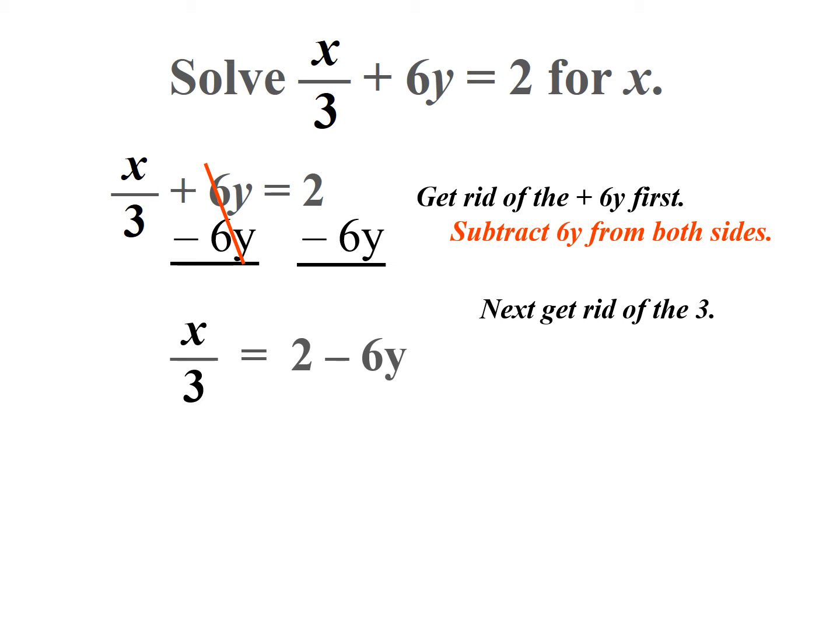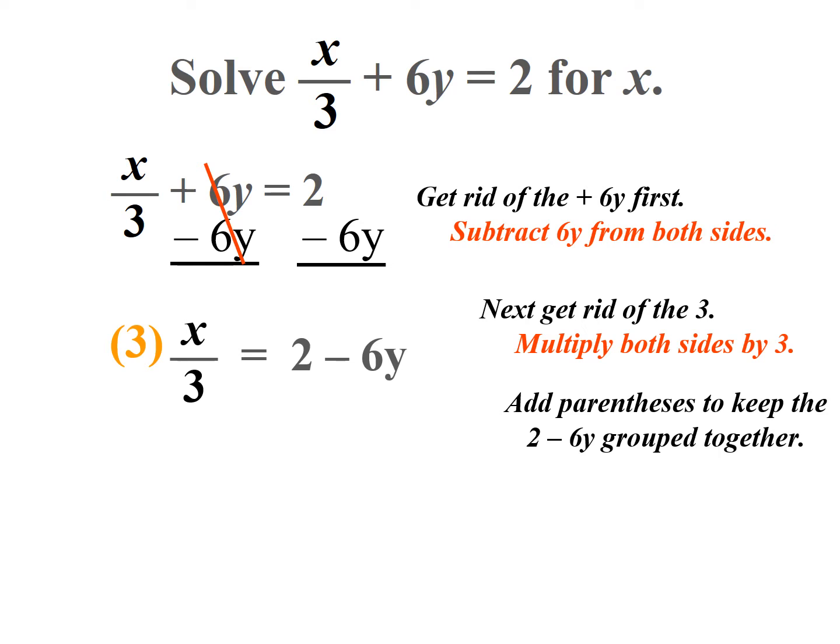And now the only thing that's happening to x is it's being divided by 3. So what's the opposite of division, class? That's right, multiplication. Therefore, once we do it to the left side, those are going to cancel. But what we do to one side, we have to do to the other, and we have to make sure we multiply everything on the right side by 3. So this is where we're going to use the parentheses to group them together to make sure we multiply both terms by 3. 3's cancel, leaving x alone.